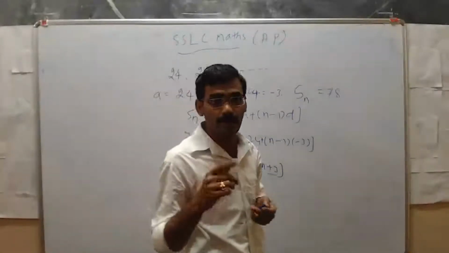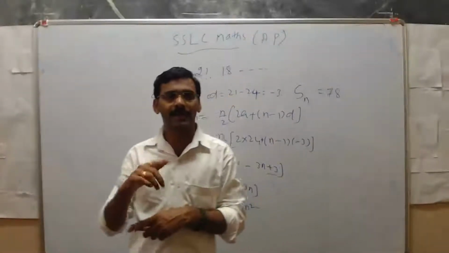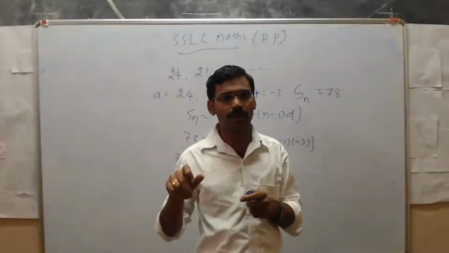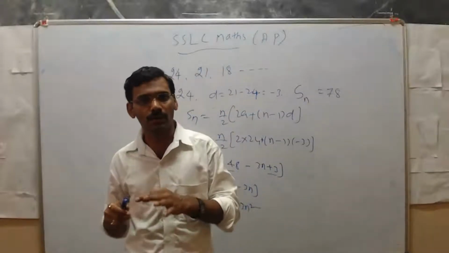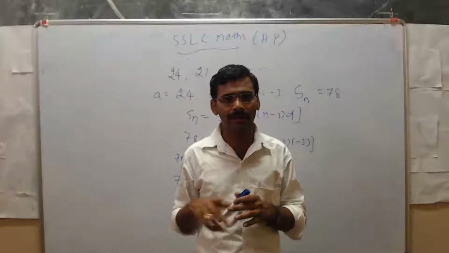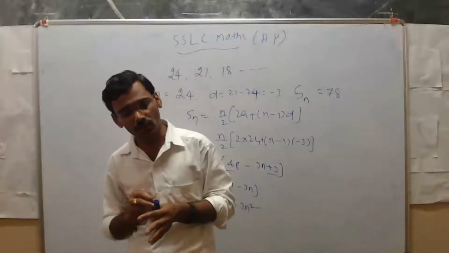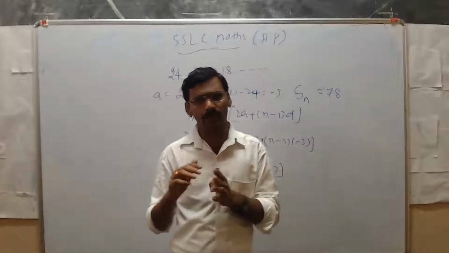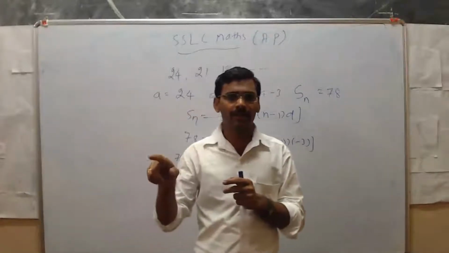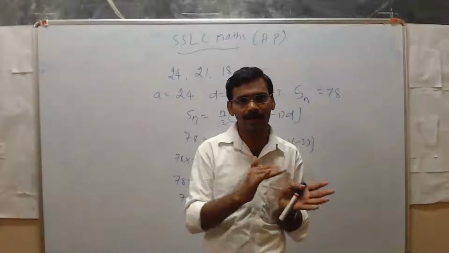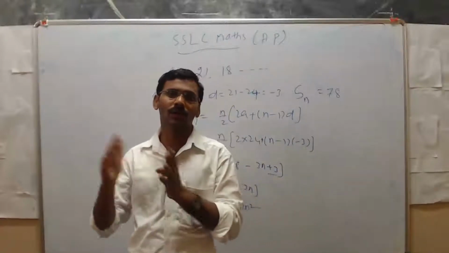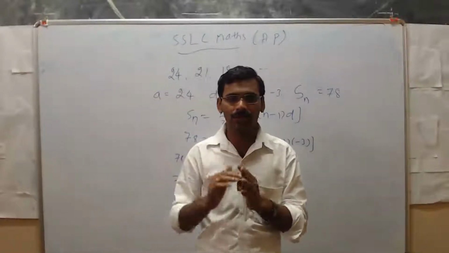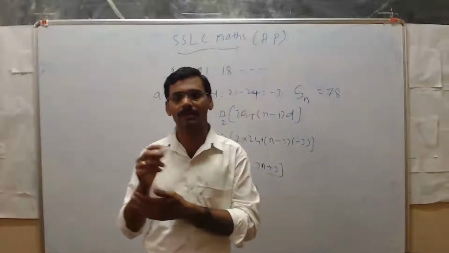Therefore Sn is equal to n by 2 into (2a plus (n minus 1) into d). Then 78 is equal to n by 2 into (2 into a, where a is 24, plus (n minus 1) into d, where d is minus 3). Then cross multiplication: 78 into 2 is equal to n into (48 plus (n minus 1) into minus 3). Minus into minus 3n is plus 3n... 78 into 2 is equal to n into (48 minus 3n plus 3).